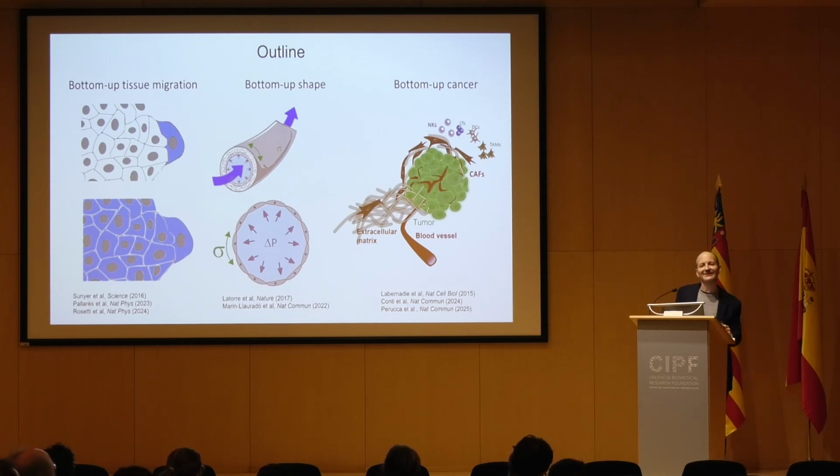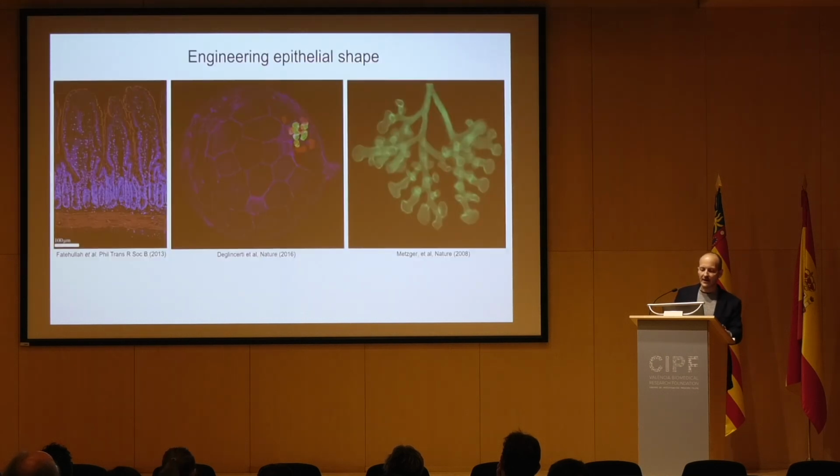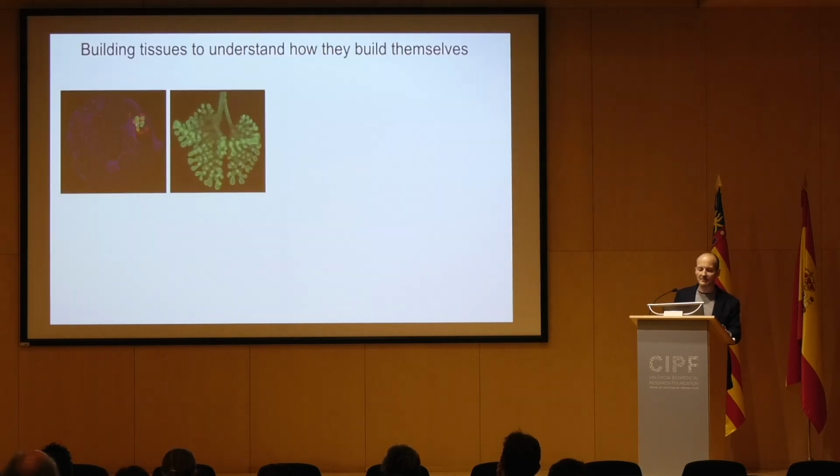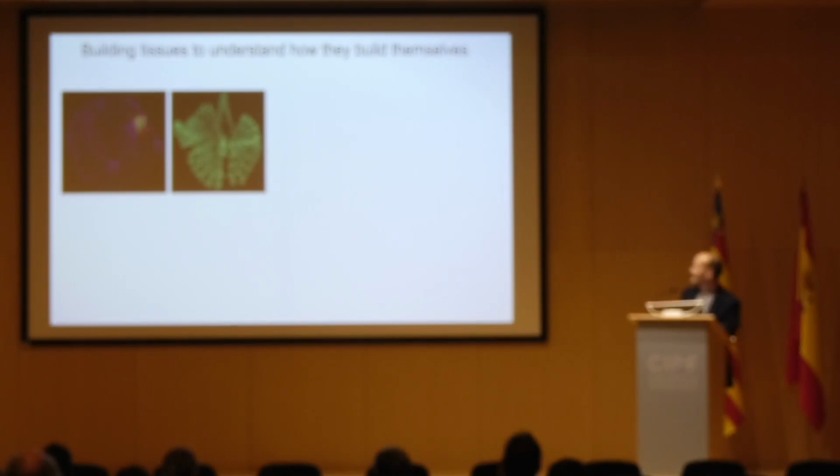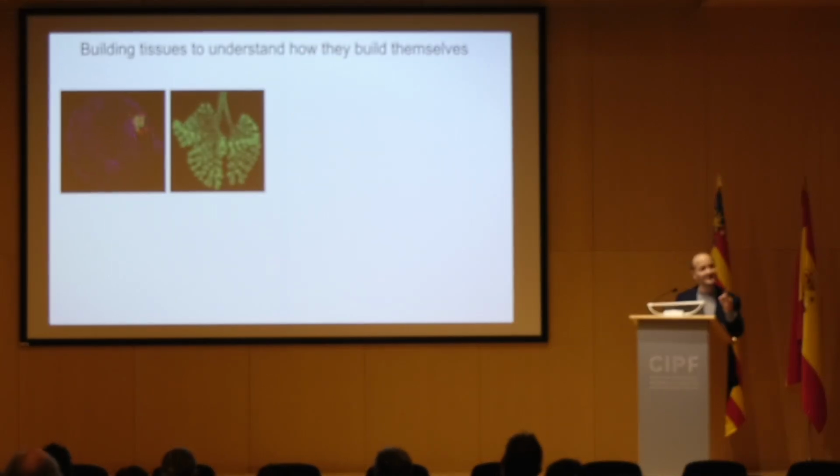Yeah, 5 minutes. I just wanted to tell you a bit about shape, because I've been telling you a lot about migration. I wanted to tell you about shape, because this is something that we're investing lots of effort in: controlling cell shape. And I will not justify why shape is important. I think you all appreciate that if in the body we have shapes like this, we need to understand them.